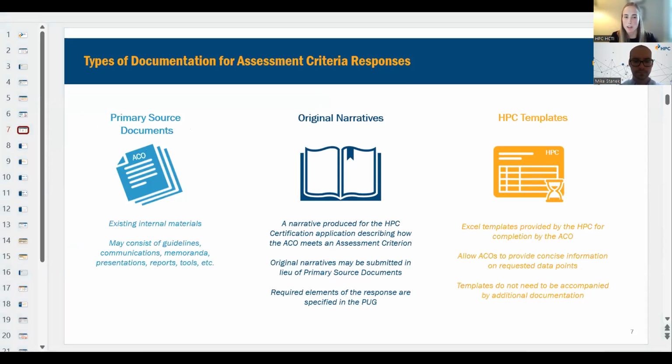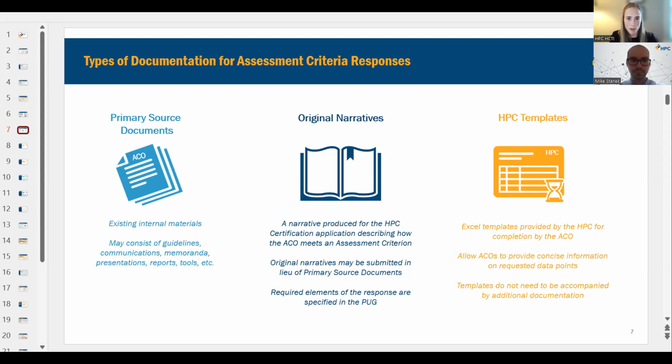Before we dive into the assessment criteria, I do first want to take a few minutes to review the different types of documentation that ACOs can provide to adhere to the standards. So within each section of the application, we specify what our expectations are for meeting each of the standards. And in most places, we will ask for a primary source document or an original narrative. And in other places, we will give you a template to complete and upload into the application portal.